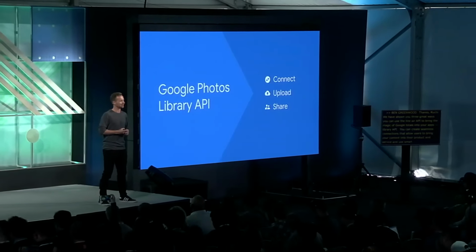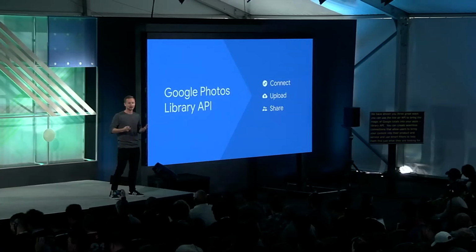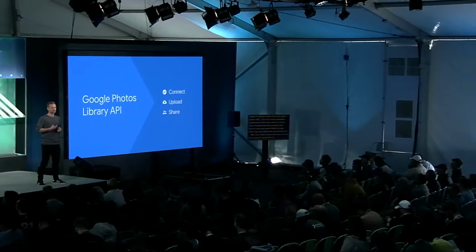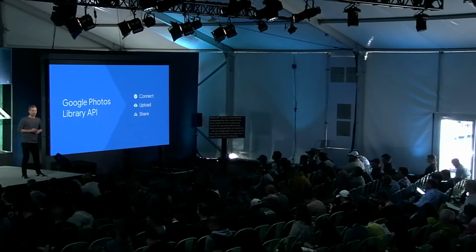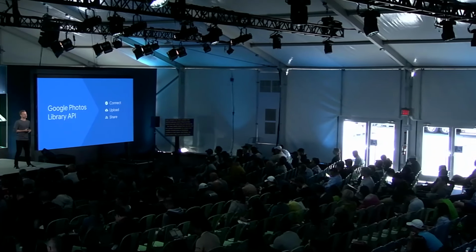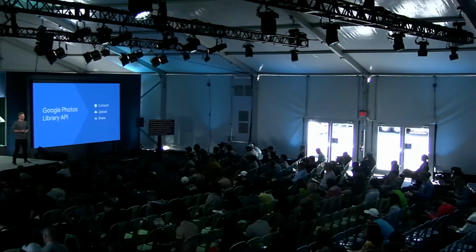So we've shown you today 3 great ways that you can use the library API to bring the magic of Google Photos into your apps. We showed how you can create seamless connections that allow users to bring their content into your product and service, and use smart filters to help them find just what they're looking for. We talked about how you can use the upload functionality to create more mobile-friendly ways of delivering content to your users. And finally, we talked about how you can build deep, engaging sharing experiences right into your apps.